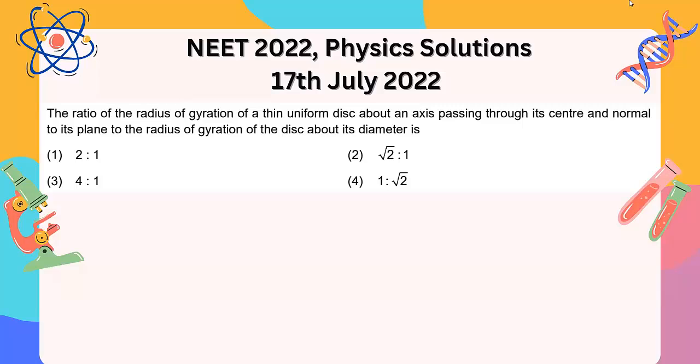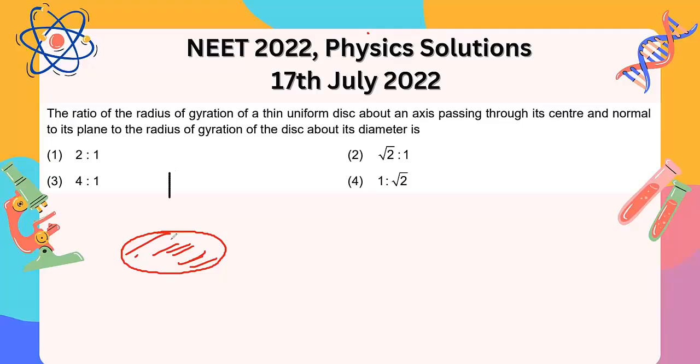Yes, so the question here says: the ratio of the radius of gyration of a thin uniform disk about an axis passing through its center and normal to its plane, to the radius of gyration of the disk about its diameter. Okay. So first let's find out the moment of inertia of a disk. If this is a disk, it's not a ring, it's a disk.